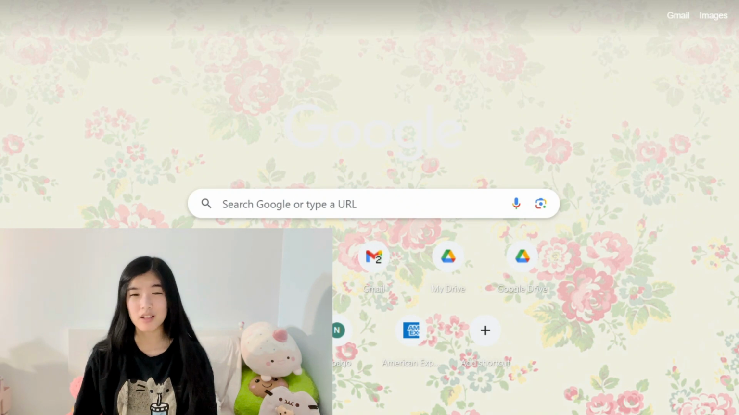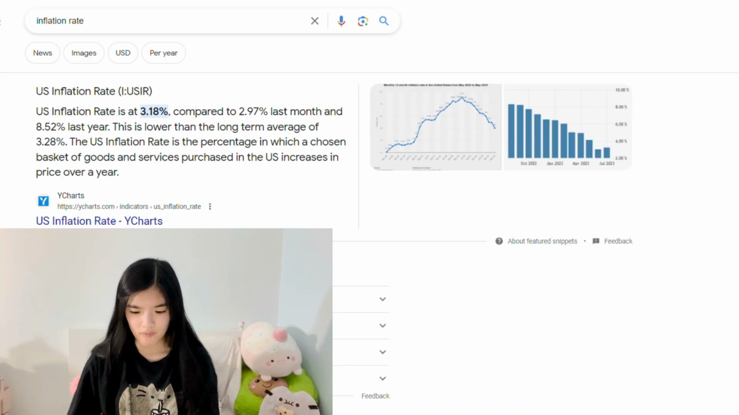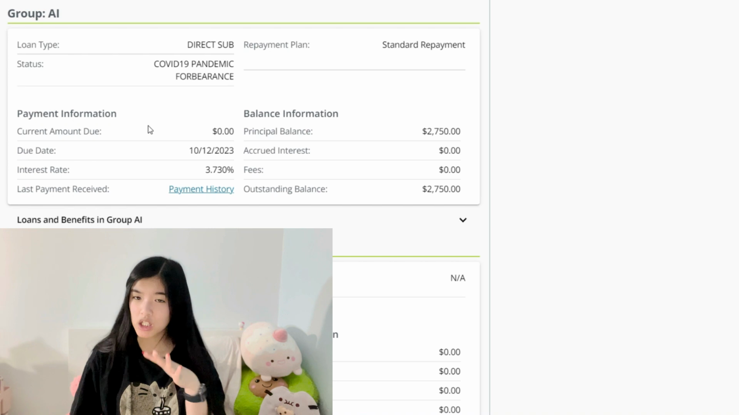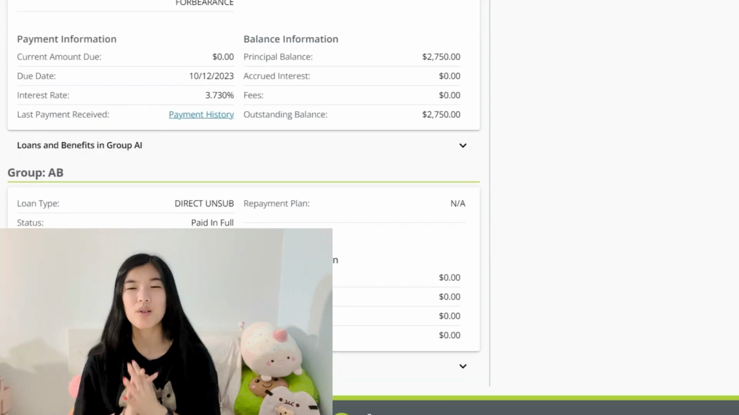in comparison to inflation rates. I feel like inflation right now is 3 point something. Last year's was 8.52. So I might just keep it there for now, probably, unless I can afford to pay it off. Okay, so those are my student loan amounts.